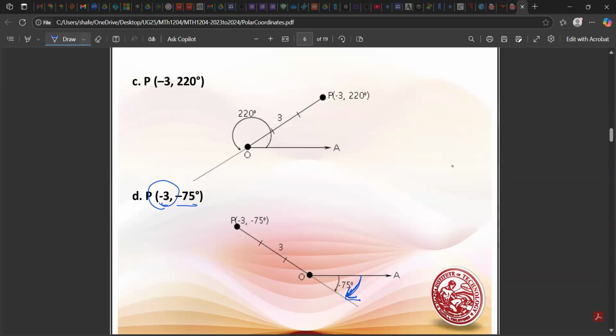So for the -3 now, if this was 3, the point would have been somewhere here. But because the value of r is -3, you have to go contrary to where this angle is. You go in the opposite direction through the origin, 3 units. And that's how you get -3, -75. It will take some time for you to fully accept and grasp this. That's the only little difference there.